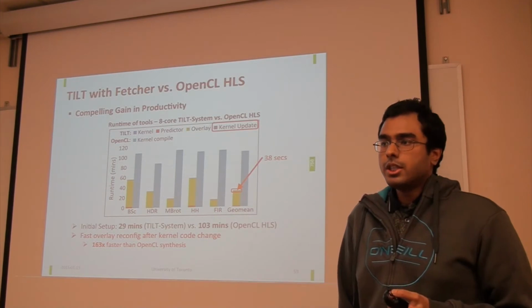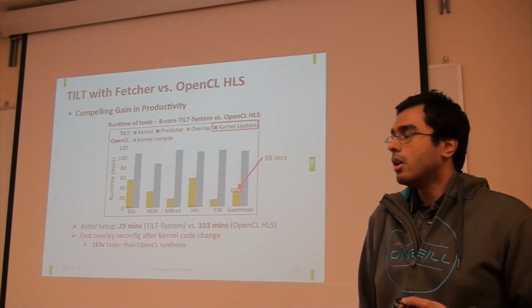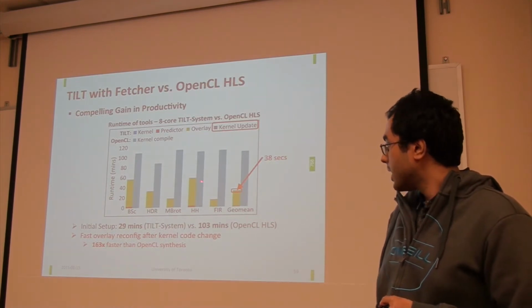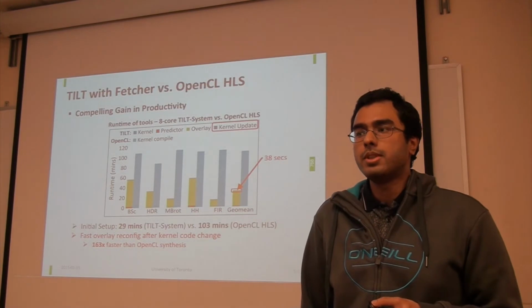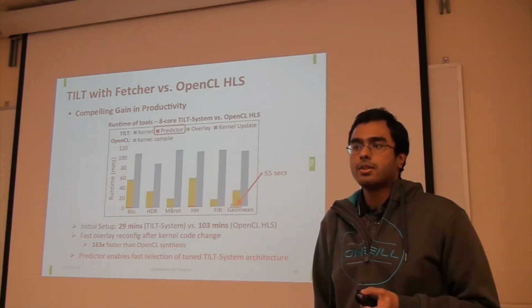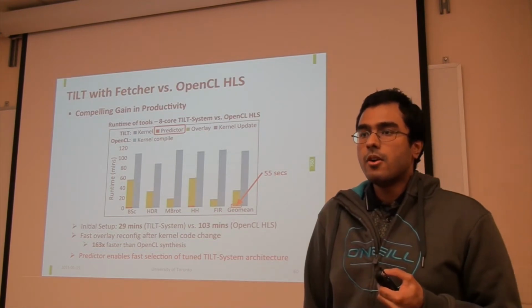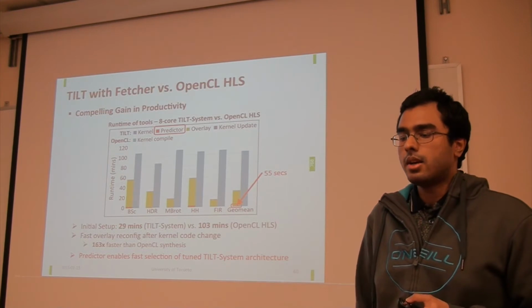On subsequent kernel changes, we need to regenerate the contents of the instruction memories and reprogram the overlay, which takes 38 seconds on average and can barely be seen on this graph. This is 163 times faster than OpenCL synthesis. The runtime of the predictor tool is 55 seconds. This tool enables fast selection of the tuned TIL system architecture without requiring manual designer effort.